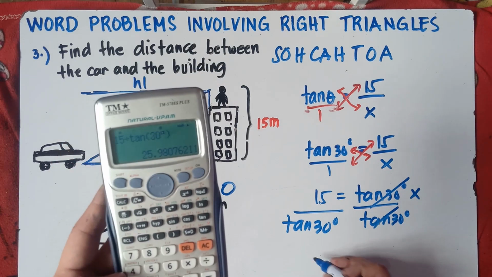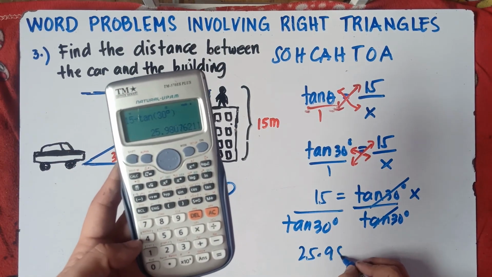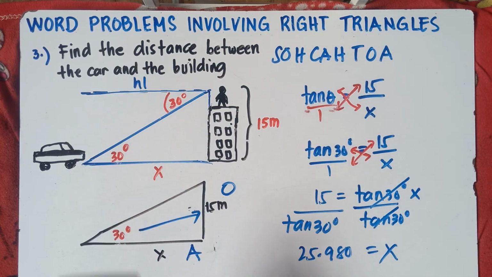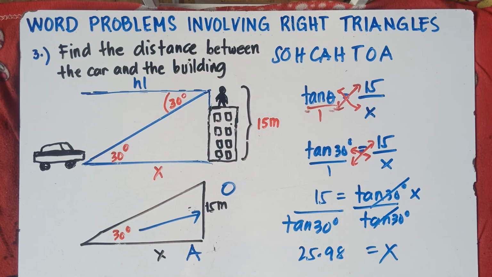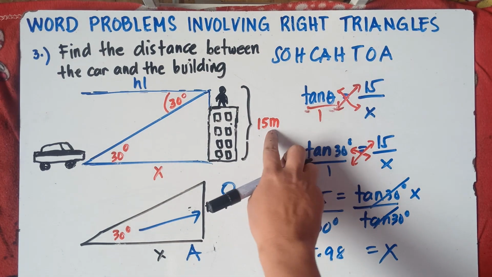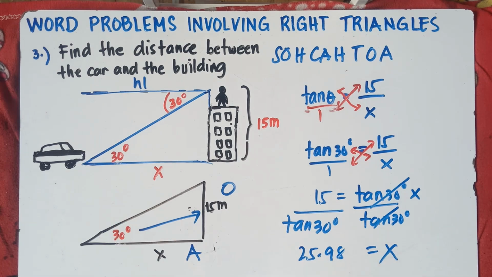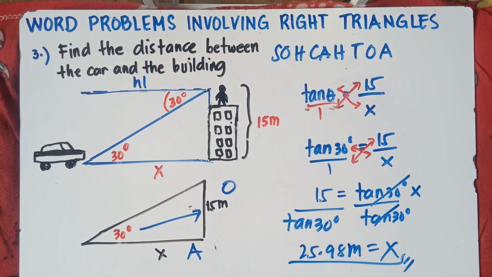So let me just write 25.980 equals x. So after 8, there is 0. So round down. Simply copy 25.98. And do not forget the units, class. Meters. Alright, meters. That's it, class. All set for number 3. That's the answer, class, for number 3.